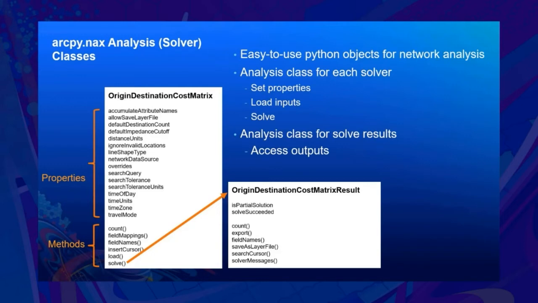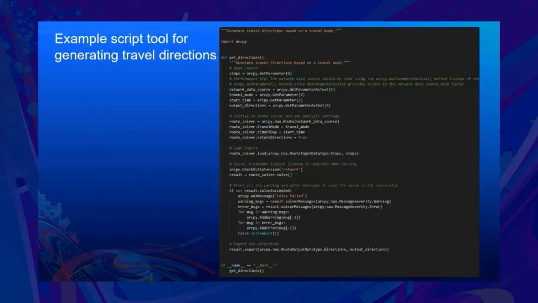So I showed you in the previous slide the 5-step workflow, and this is how you actually implement that 5-step workflow using the objects from the ArcPy.NAX Python module. Now, this code snippet shows what a geoprocessing script tool looks like. You will need to write something similar for your own geoprocessing services. In this example, we have a function called getDirections that generates travel directions based on a travel mode.